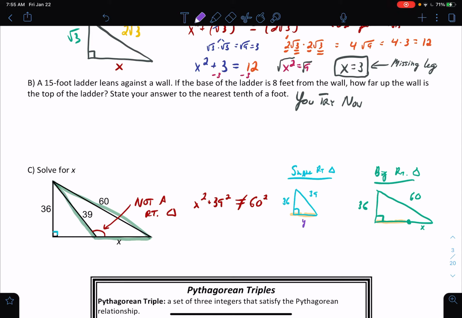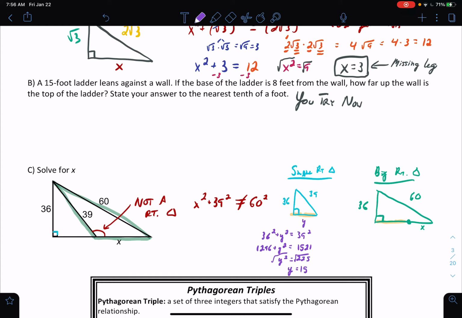36 squared plus y squared equals 39 squared. So when I simplify that and get y squared by itself, I have 36 squared, which is 1296, plus y squared equals 39 squared, which is 1521. When I subtract 1296 from both sides, I get y squared equals 225. When I take the square root of both sides, I get y equals 15.